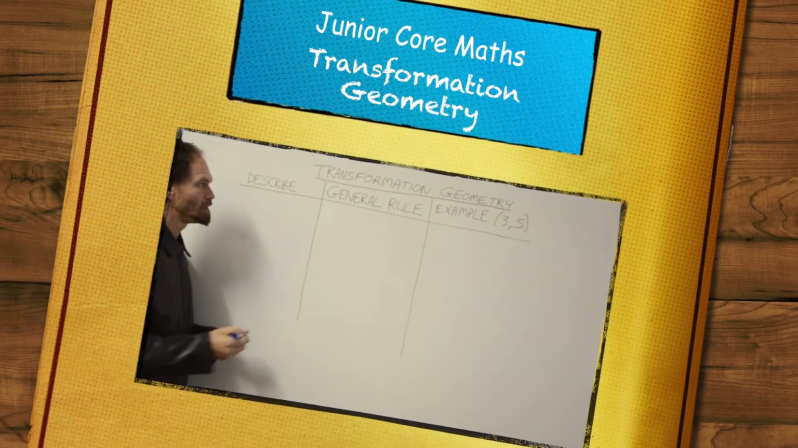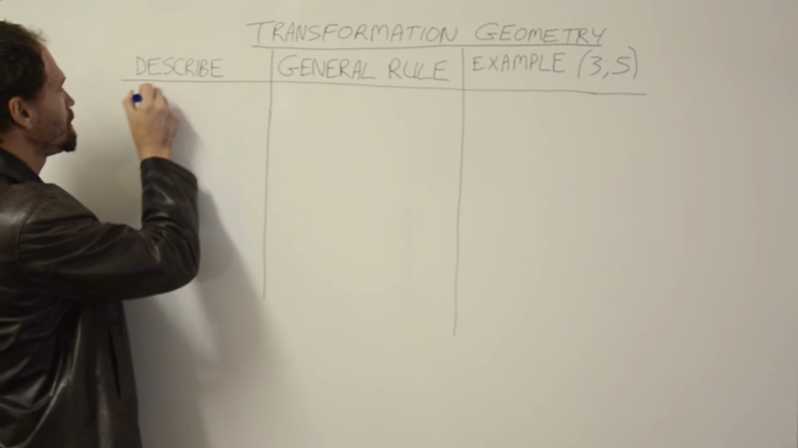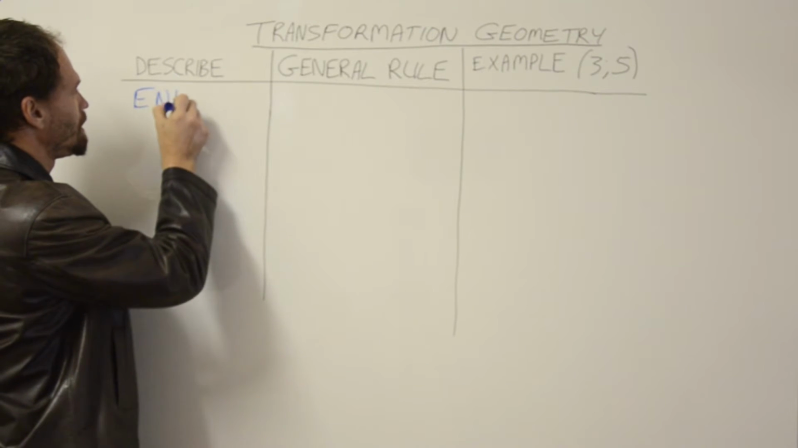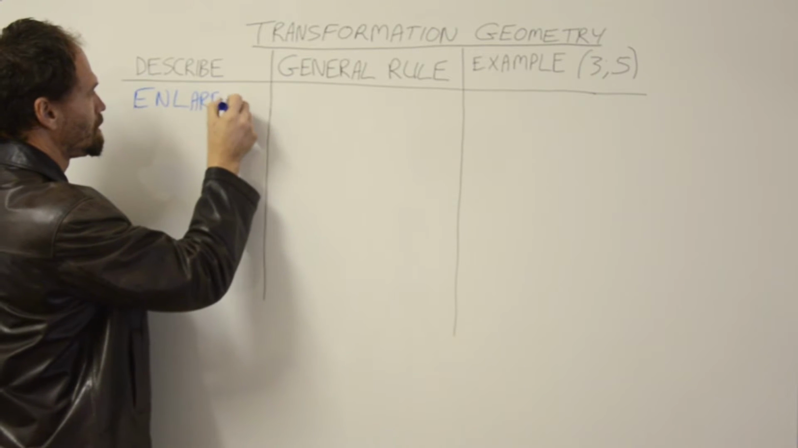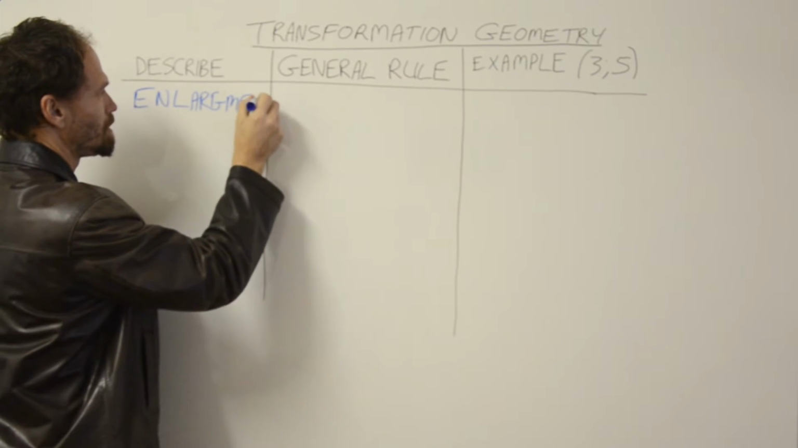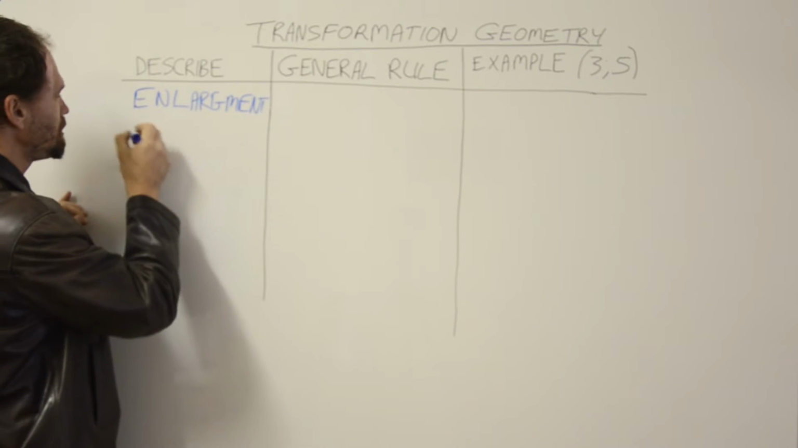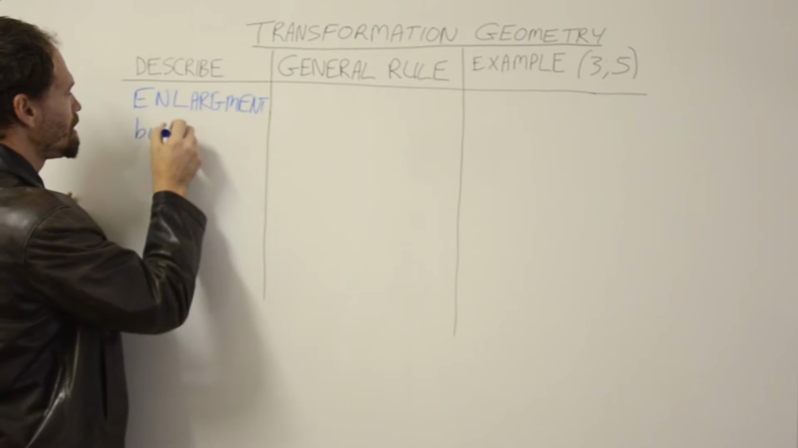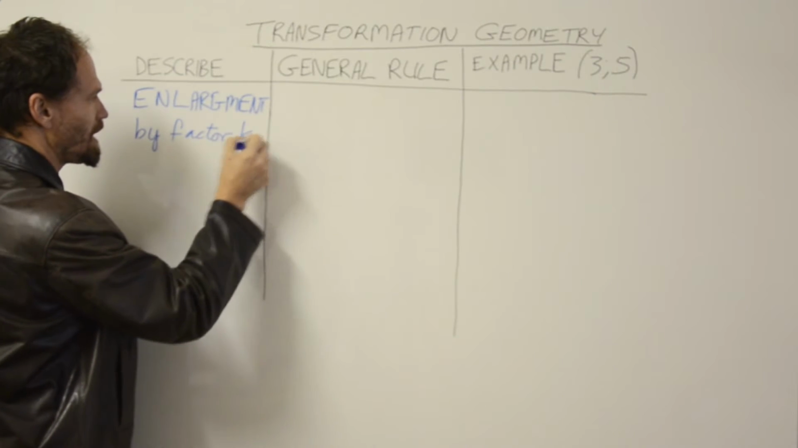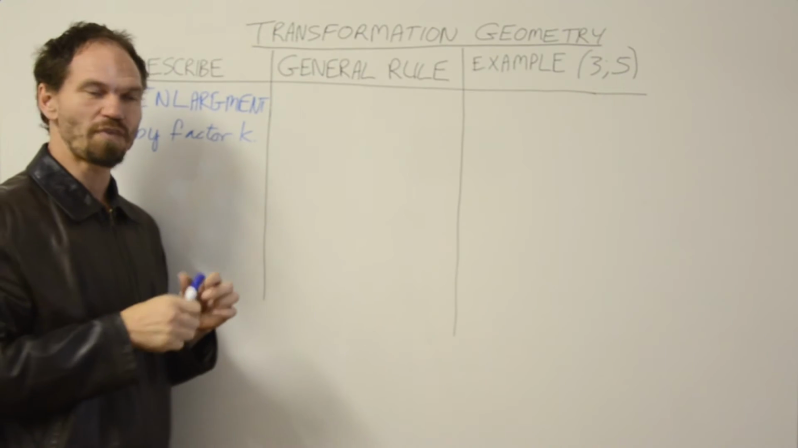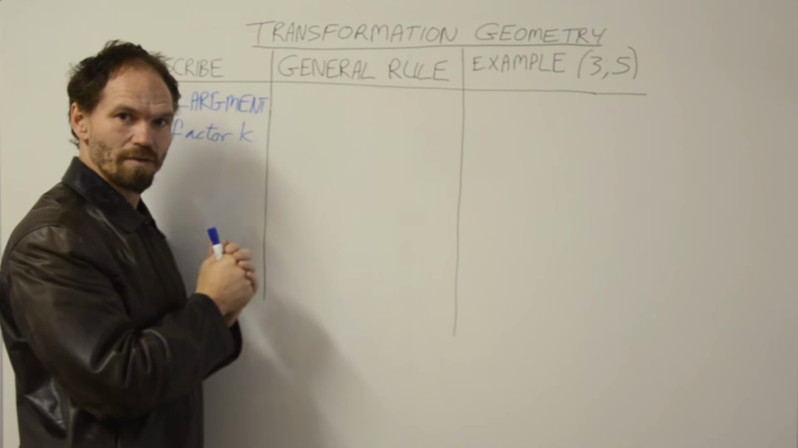Alright, now we get to our last transformation, which is called enlargement or reduction by a factor, let's call it k. So by a certain factor you are enlarging or reducing something, right?